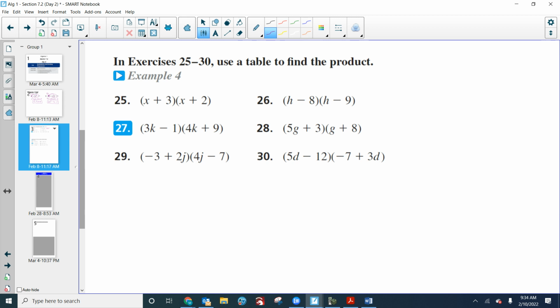Wow. It's a Festivus miracle. Does anybody know what that's from? Nobody knows a Festivus miracle. Festivus for the rest of us. Anybody watch Seinfeld? Nothing? Shocking.